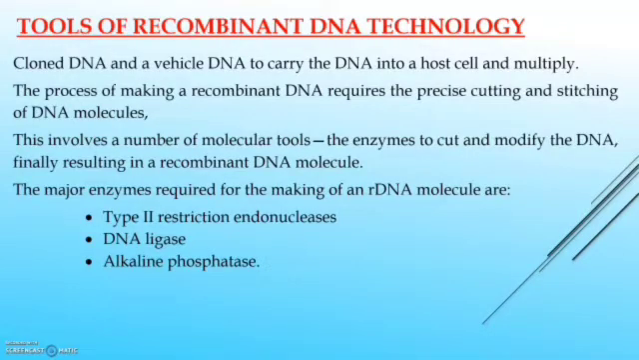The generation of recombinant DNA molecules is not a simple process. It requires a number of tools for making recombinant DNA. One such tool is enzymes. The process of making a recombinant DNA requires precise cutting and stitching of DNA molecules. These enzymes help in cutting and modifying the DNA, finally resulting in the recombinant DNA molecule. The major enzymes required are type 2 restriction endonucleases, DNA ligase, and alkaline phosphatase.